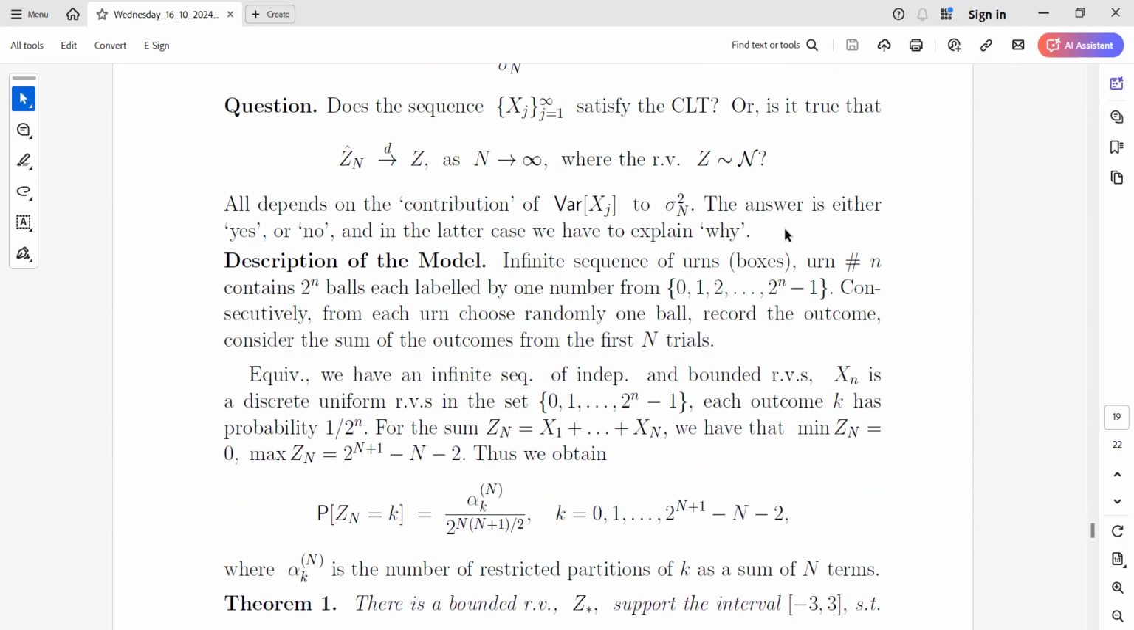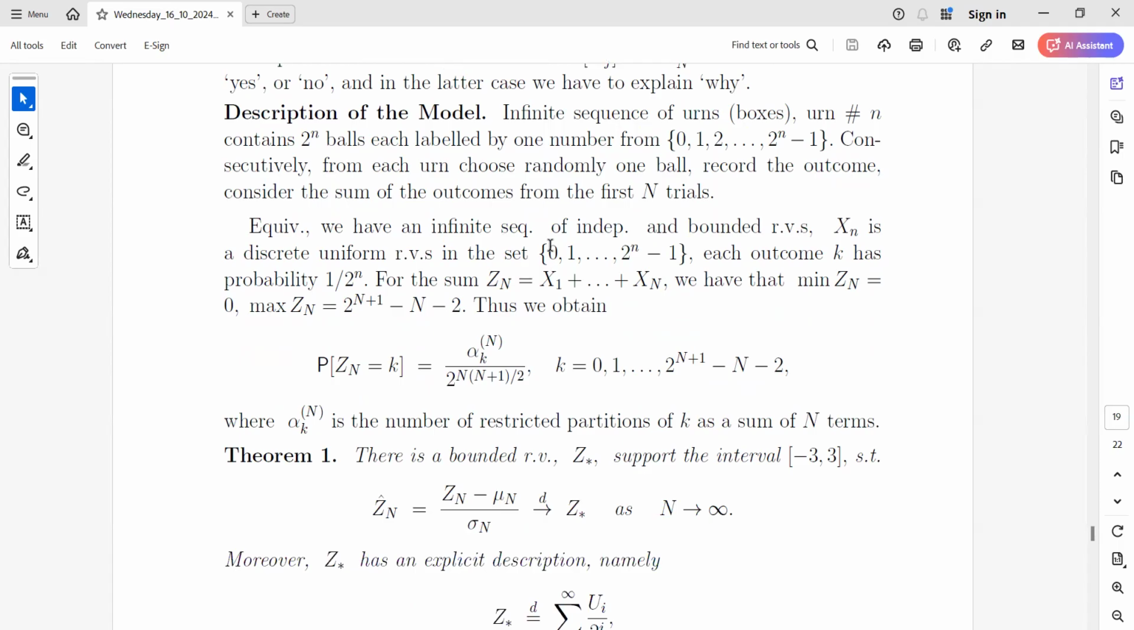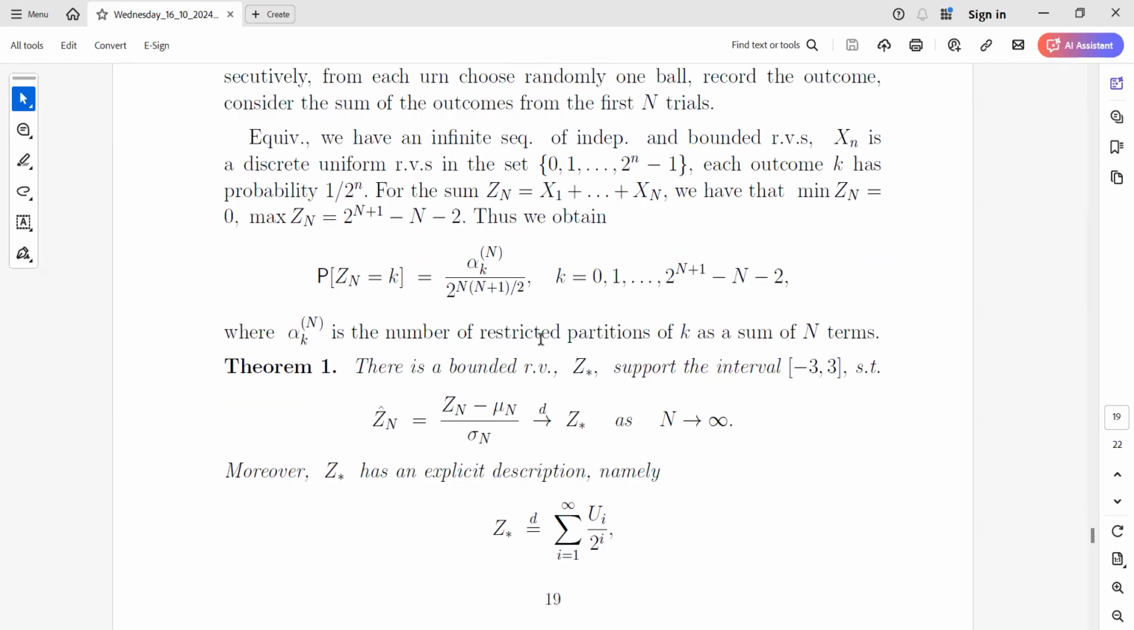And if no, I remember well one of the pieces of advice of Albert Shiryaev to me and to us: if the limit of some random sequence is not normal, try to explain to yourself and to others why and what the reason is. And now we know the reason in this case. So we have the model, we have a discrete uniform random variable, and then we have this probability distribution.